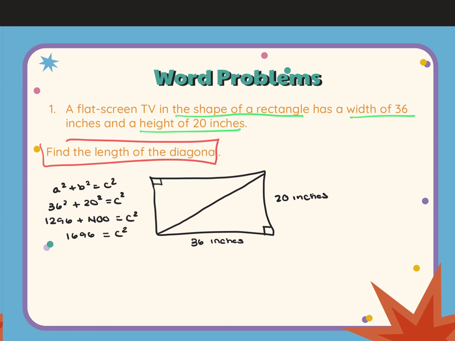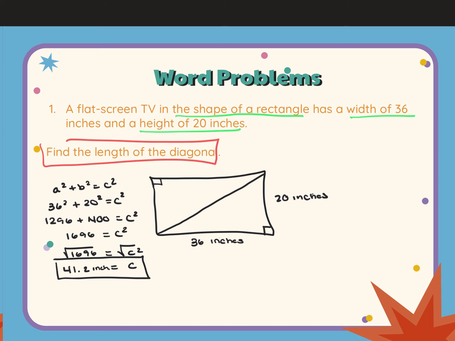Then we're going to have to go ahead and take the square root of both sides. So when we take the square root of 1696 and the square root of c squared, we get that c is equal to 41.2. I'm just going to round to 1 decimal place. So the length of the diagonal is approximately 41.2 inches. Let me add my inches there.